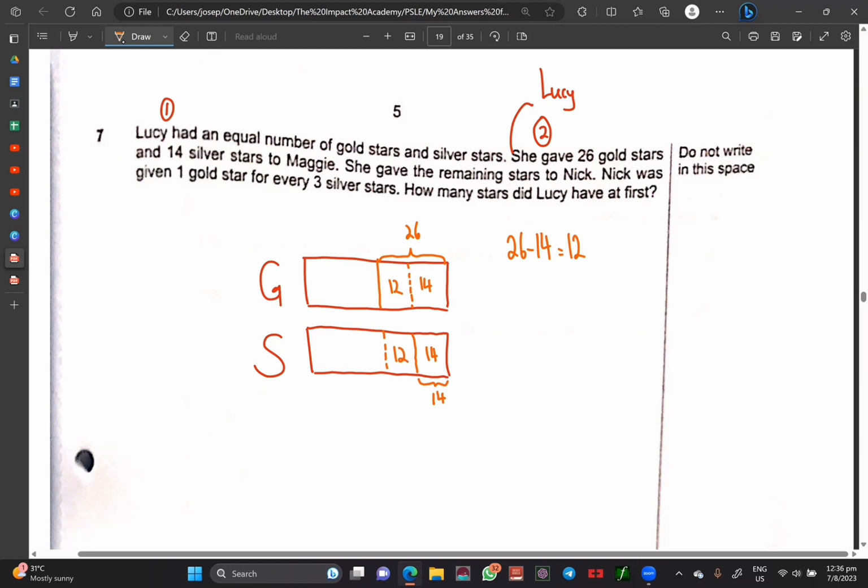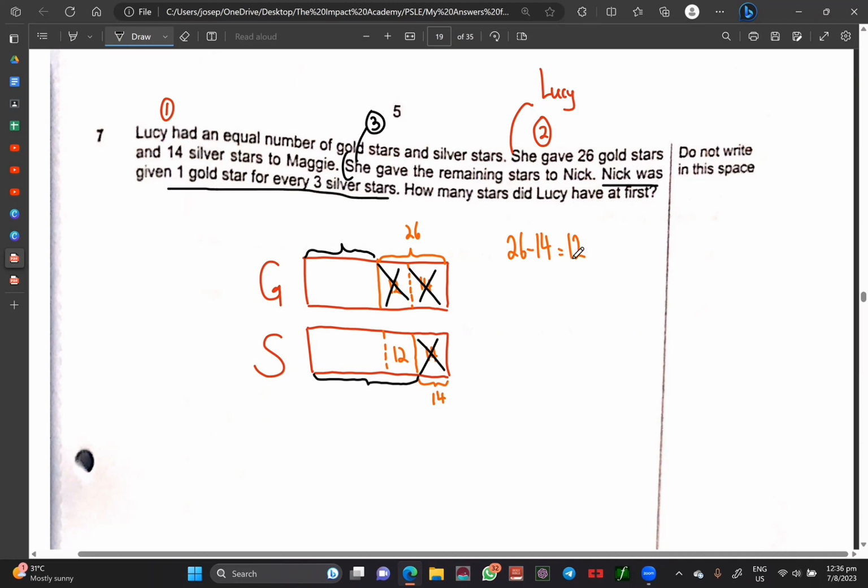Now ask yourself, which one do I have to cancel? For gold, we'll just cancel the whole thing. Why is that so? Because 26 gold stars were given to Maggie. And for silver, we'll just cancel 14 over here. We do not cancel this 12 because this wasn't given to Maggie. So what did she do? She then gave the remaining stars. She told Nick, you can take the remaining. We can see that the remaining is whatever is over here and whatever is over here. So these are the remaining stars. And Nick was given 1 gold star for every 3 silver stars.